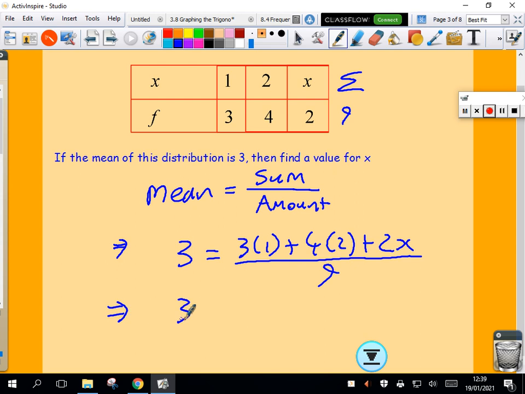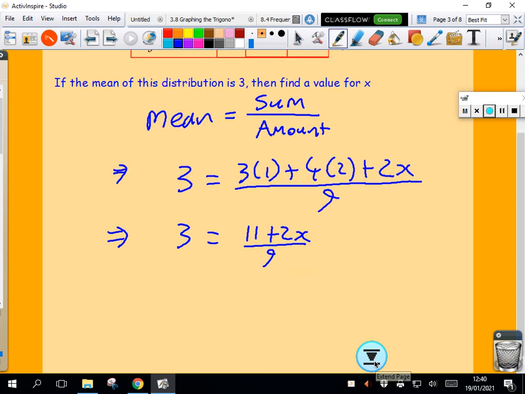Okay, simplifying there on the top, 3 1s are 3, 4 2s are 8, 3 and 8 are 11. So I get 11 plus 2x divided by 9. And now it's just a fairly standard linear equation. I'm going to multiply on both sides by 9, because that will cancel the division by 9 on the right.